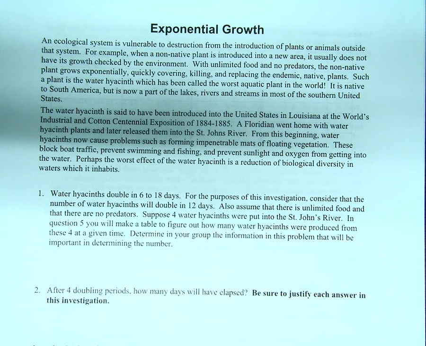These block boat traffic, prevent swimming and fishing, and prevent sunlight and oxygen from getting into the water. Perhaps the worst effect of the water hyacinth is a reduction of biological diversity in water which it inhabits. Inhabits, yes. Okay? Guys, this is not made up just for a worksheet. This is real. Water hyacinths are a huge problem, especially on the St. John's River as well as other rivers throughout the southern United States.